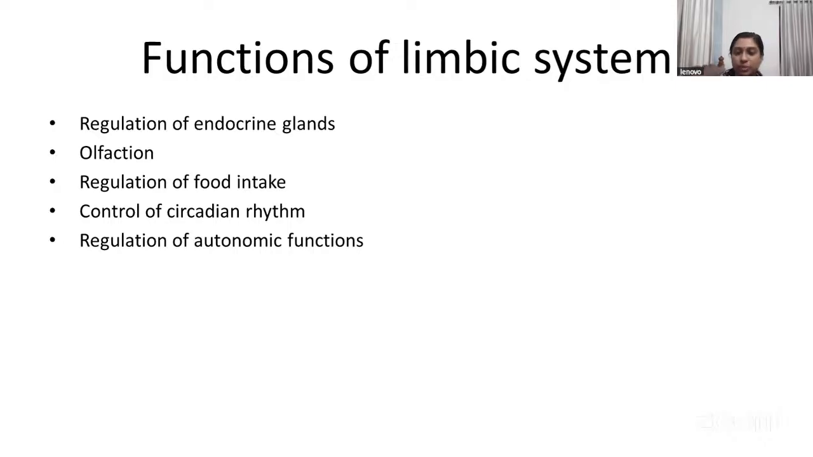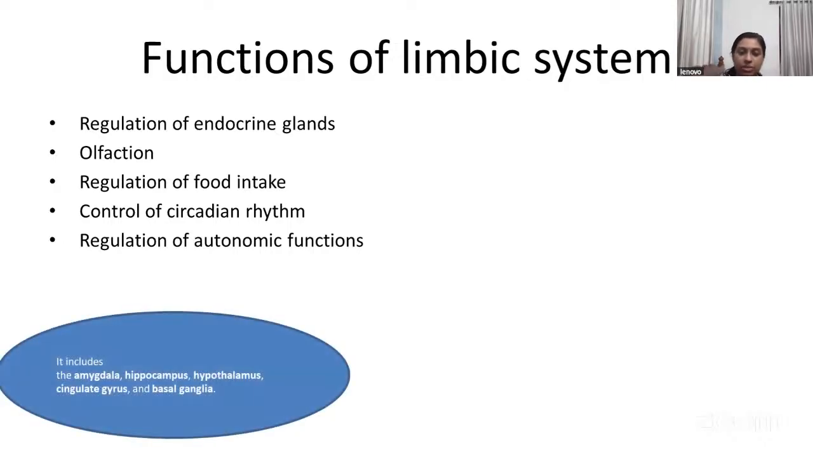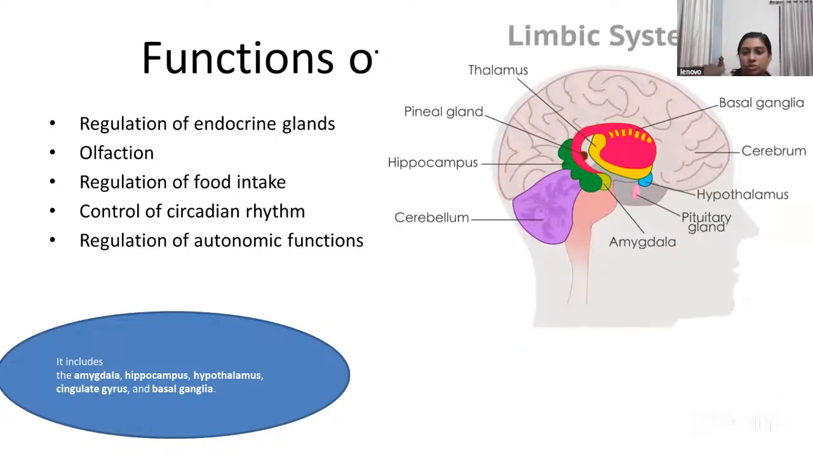Next is the functions of the limbic system. So what is the limbic system? It involves the amygdala, hippocampus, hypothalamus, cingulate gyrus and basal ganglia. This constitutes the limbic system. What are the main functions of the limbic system? It regulates the endocrine glands, olfactory sensations, food intake, control of the circadian rhythm, and regulation of autonomic functions. The parts are the amygdala, hippocampus, hypothalamus, cingulate gyrus, and basal ganglia. So this is basically the limbic system.